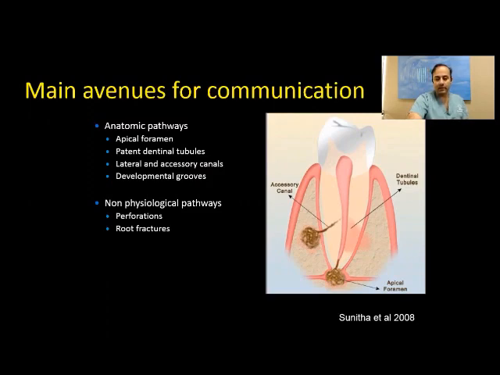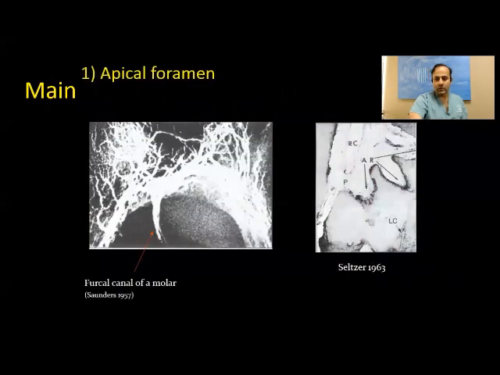The dental pulp and the periodontium are in fact very intimately related through several pathways that can be anatomical pathways, through the apical foramen, through the dental tubuli, lateral and accessory canals, or developmental grooves, or through the non-physiological pathway, whether it's going to be a perforation or root fractures.